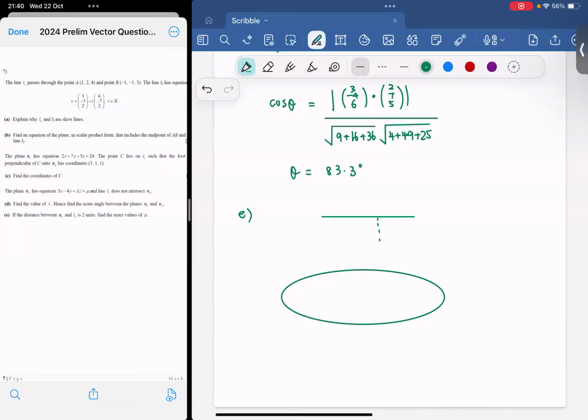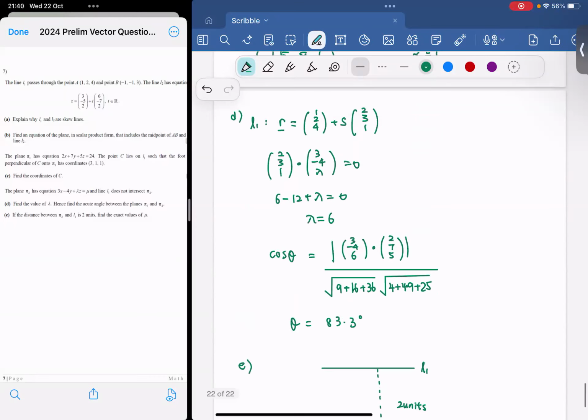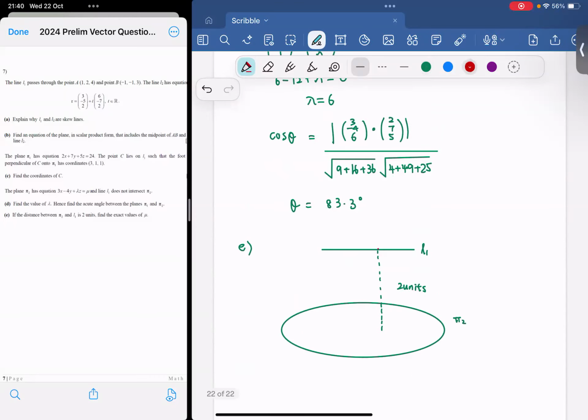So what the question wants is they tell you that this length is actually 2 units. When this kind of question comes, it is no longer possible for you to find the foot of the perpendicular, because the algebra will be too complicated. So what needs to be done? We need to use the triangle. First thing, choose a point on L1, and the easiest point to choose from L1 is actually (1, 2, 4). We call it A.